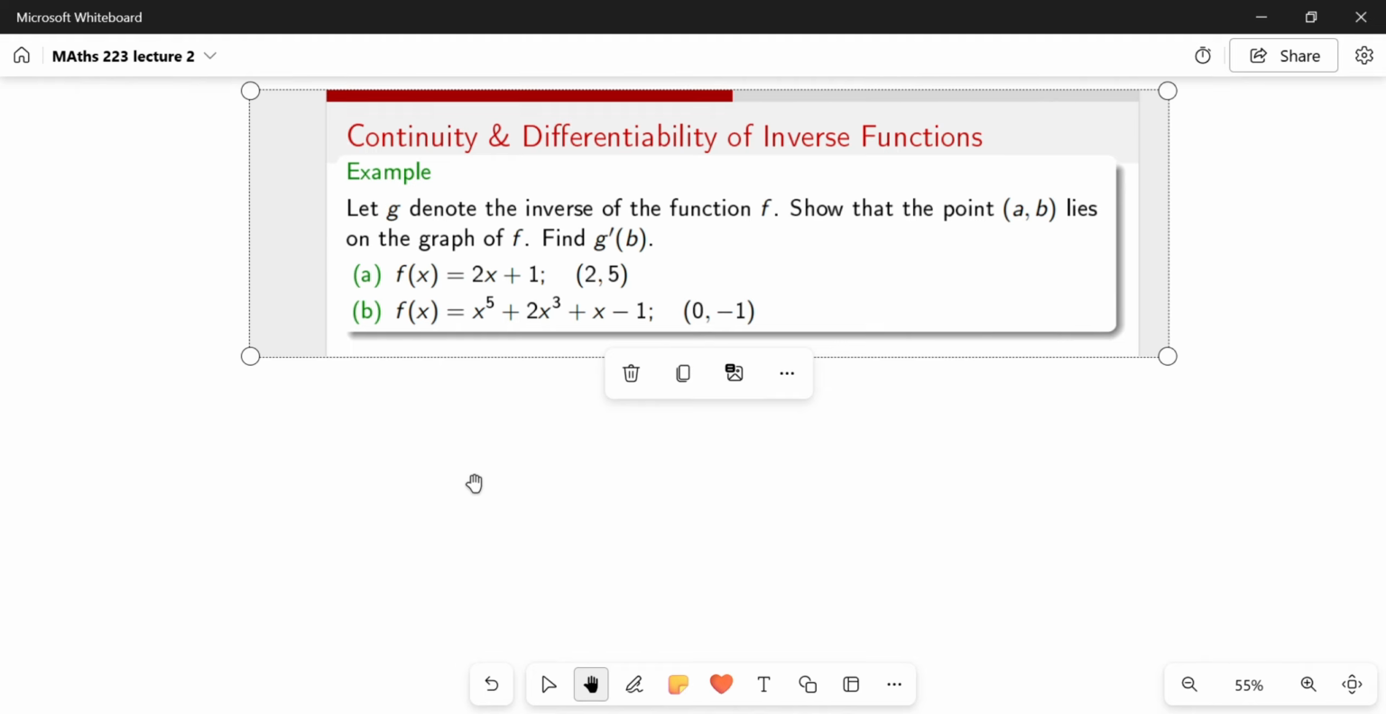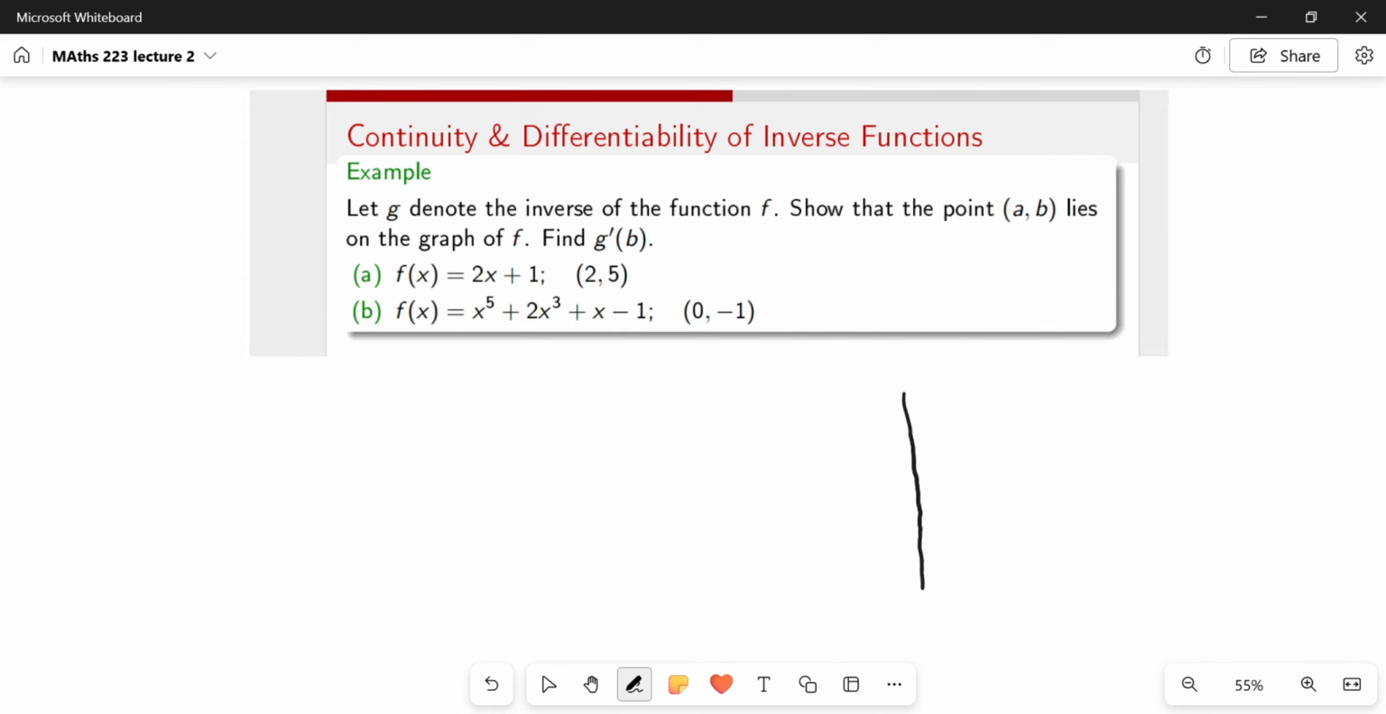Now the question is: show that (a, b) lies on the graph of f. This is a typical application question. So let's try and do this theoretically and see how it goes. So we are having this graph.